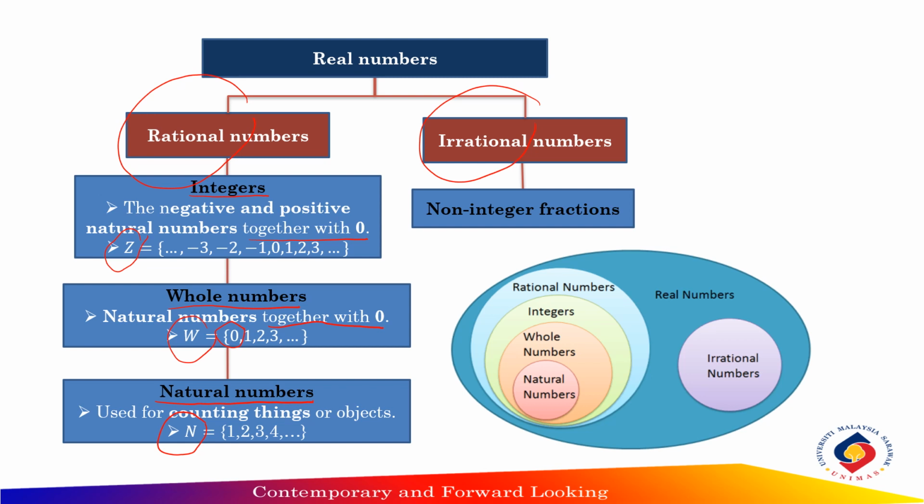Okay, so as you can see in this diagram, the natural numbers is a subset of whole numbers, and then whole numbers is a subset of integers, and then integers is a subset of rational numbers. And then both rational and irrational numbers are the subset of real numbers.